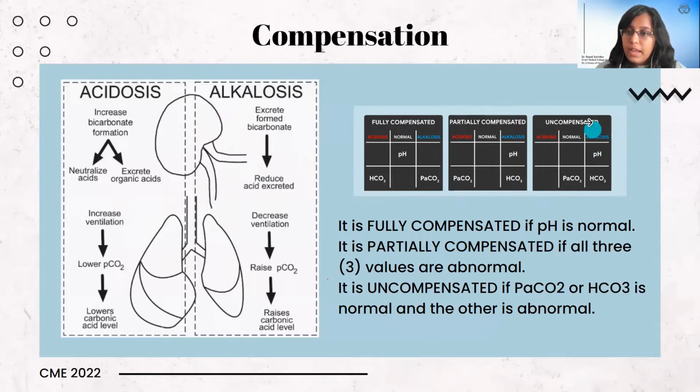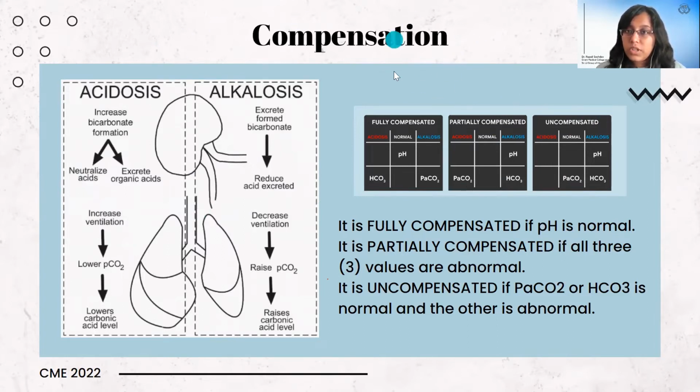Okay? If it's uncompensated, your PCO2 or bicarb is normal, whereas the other is abnormal. Basically, one of the things will be normal. This, I understand, compensation is the most difficult part to understand in an ABG. Normal acidosis, alkalosis is understandable. What is not understandable is what is getting compensated.